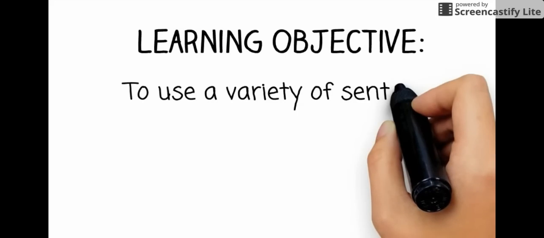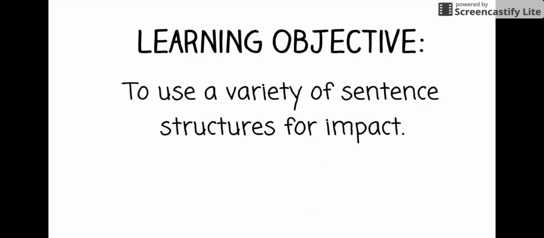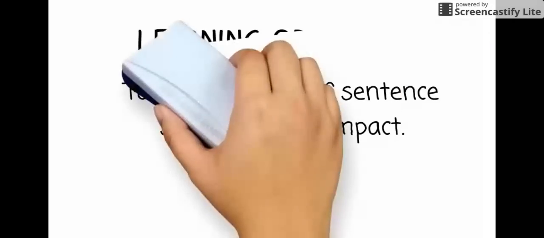Okay, so our learning objective for today is to use a variety of sentence structures for impact. This is really important because if we are using only one type of sentence, our writing becomes really repetitive and a little bit boring. This is something that you're actually marked on in NAPLAN, so we want to make sure that you have these skills so that you're ready in the next couple of months for NAPLAN.